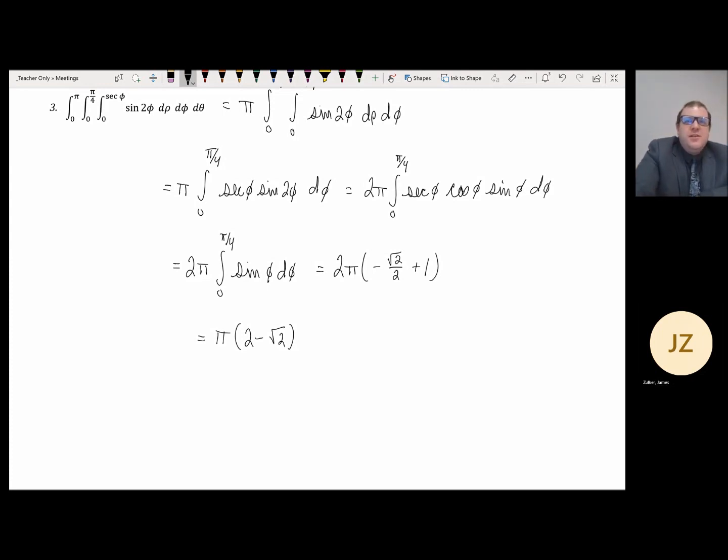Questions on the triple iterated? Fairly straightforward, right? It's just an extension of double. You just have to do one more step. However, I am not nice enough to give you iterated integrals on a test.